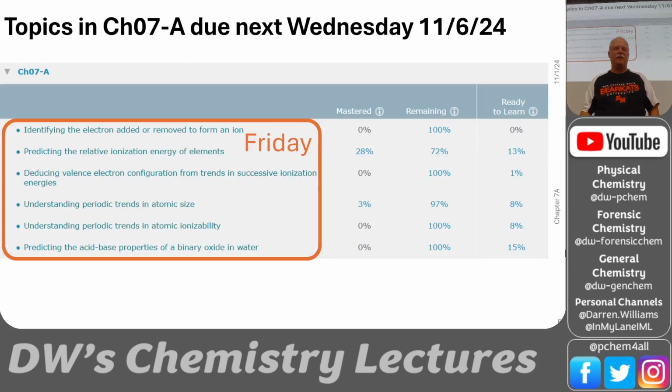So here are the topics that are due next Wednesday, 11/6. We're going to be taking what we know about electron configurations, and we're going to look at some of the data behind that. So we're looking at ionization energies and properties in the periodic table.